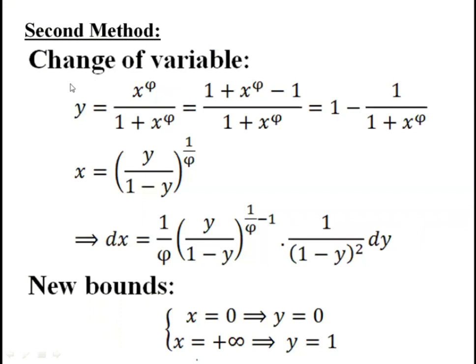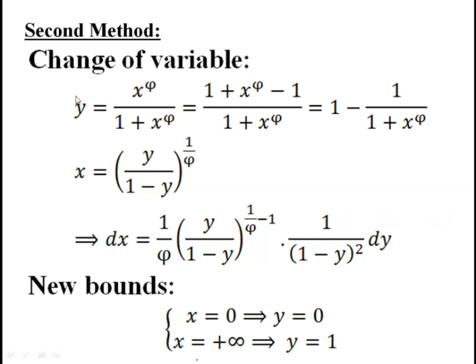We will take the change of variable y equals x to the power phi over 1 plus x to the power phi. Here we have y as a function of x. We can find x in terms of y, and then after calculations, we can write x equals y over 1 minus y, all to the power 1 over 5. We will use this a few moments later.